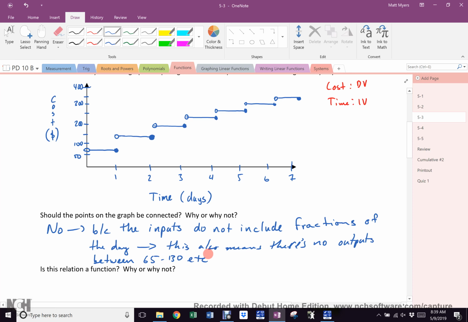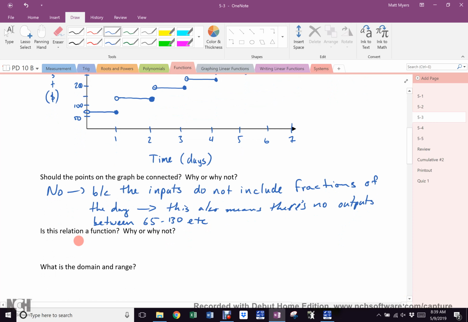Everybody understand? Is it a function, though? Is it a function? Yes, of course it is. Why? If it's graphed, vertical line test works. But what if I didn't make this graph? Is it a function? Yes. Why? Each day produces one result. Each input, which is a day, gives a unique output, which is what? A cost. Does everybody understand?